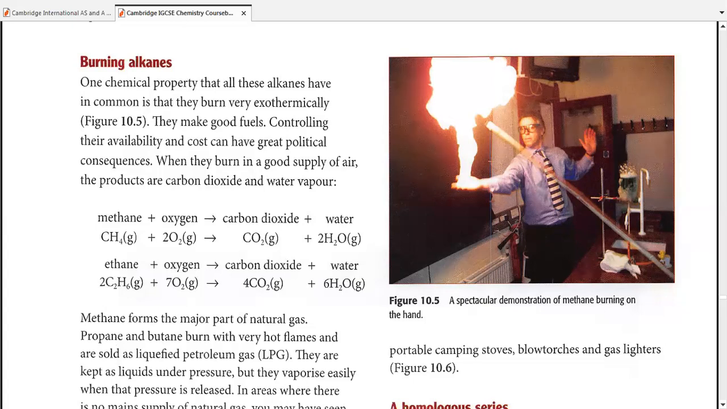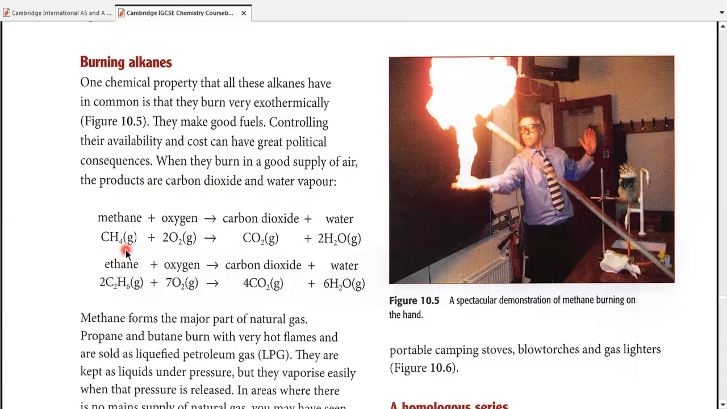So one chemical property that all alkanes have in common is that they burn exothermically, which means that they are going to give a lot of heat out. Exothermically, they make good fuels. Controlling their availability and cost can have great political consequences. When they burn in a good supply of air, the products that are obtained are carbon dioxide and water vapors.